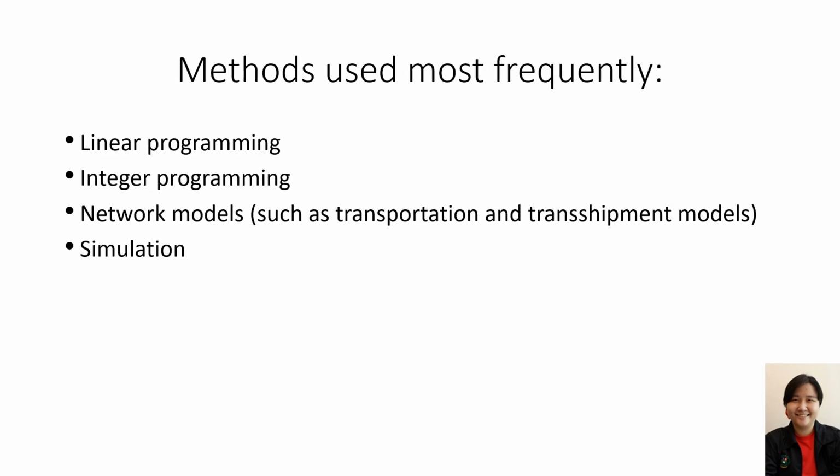And among the methods used most frequently in the real world are these four: linear programming, integer programming, network models, and simulation. Among these four methods, we will tackle linear programming and network models in AC 1103. Integer programming will not be discussed due to time constraint, but it doesn't really matter since it utilizes the same procedure as linear programming. Simulation will be covered in your third year.